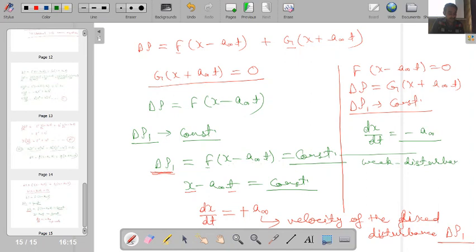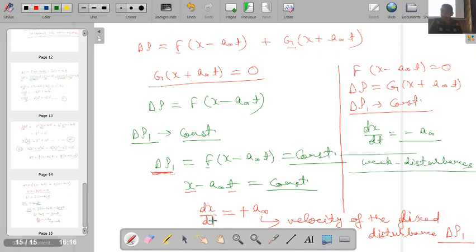Weak disturbances. Because if you see, in the previous lecture we started from the continuity and momentum equations, and initially we were getting a non-linear set of equations. Then we took the approximation that delta rho and delta v are very, very small. So it means our disturbances are weak. If our disturbances are weak, then we neglect the higher order terms and get approximate linear equations, and from these approximate equations we have got the 1D wave equation.